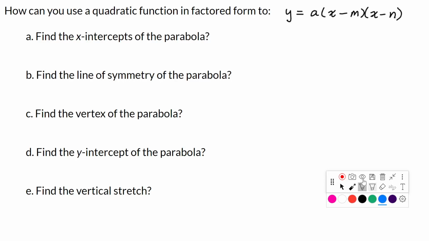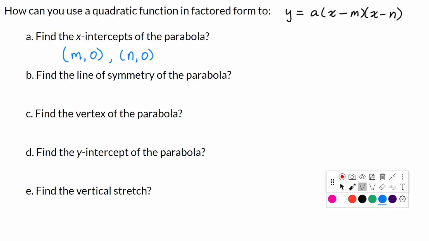My x-intercepts are going to be m and n. So it's going to be (m, 0) because the y value of an x-intercept is 0, and (n, 0). Now notice I did not write negative m and I did not write negative n like you see in this equation. That's because these values of x in our x-intercepts are opposite of what you see in the factors.